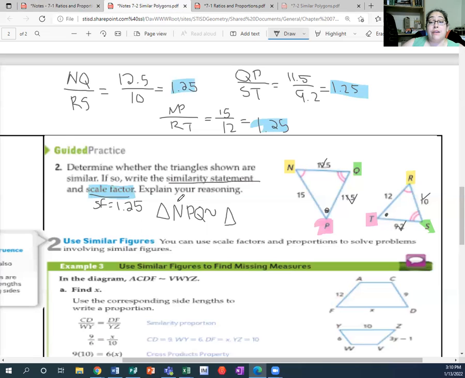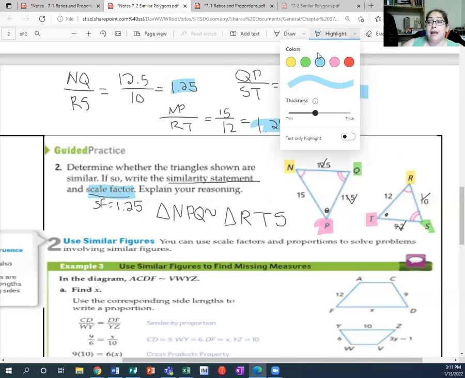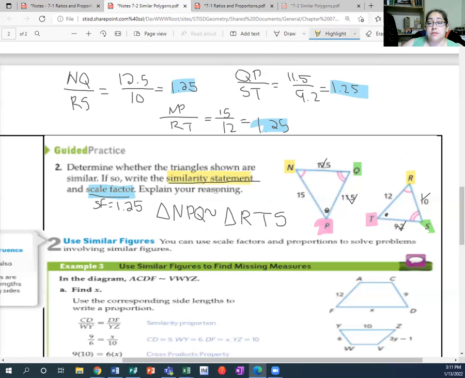I wrote the letter N first. The letter N in this triangle I colored yellow. So I need the letter that I colored yellow in my second triangle. That's R. I wrote P next. P was pink. T is pink, so T comes next. And last is Q. Q is colored green. My other triangle, S, is colored green. There it is. I have written my similarity statement. And this is how you do skill practice questions 1 and 2 for section 7.2.